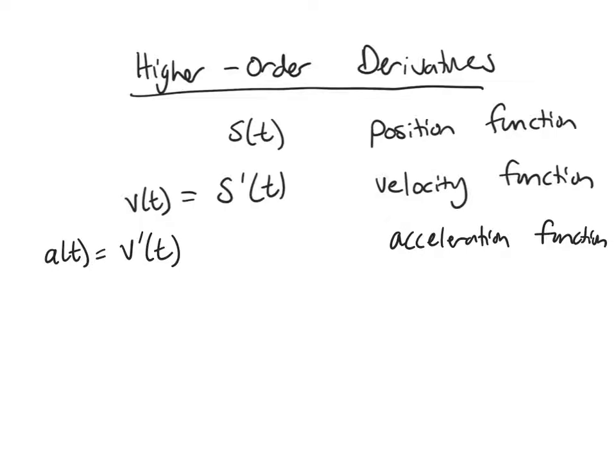And really what have we done? We started with a function and took its derivative, but then we took another derivative. So we've taken two derivatives. So this is written as s prime prime t. So once we take a derivative, we can take another derivative and another derivative after that and keep going.